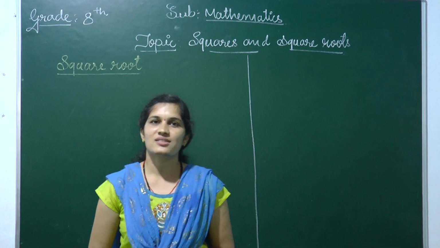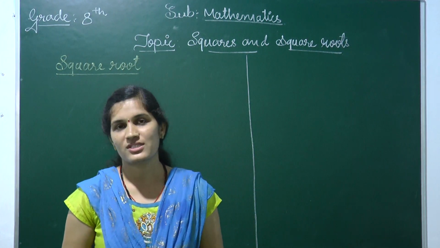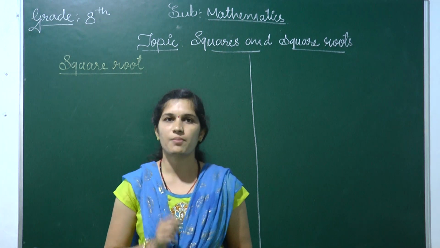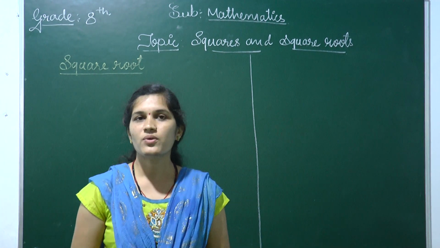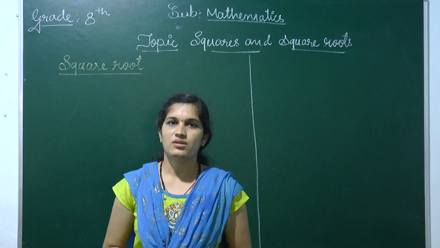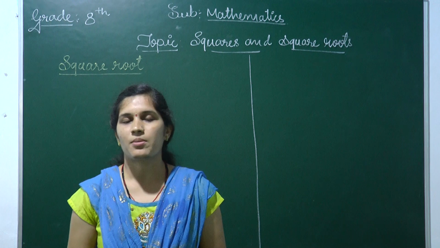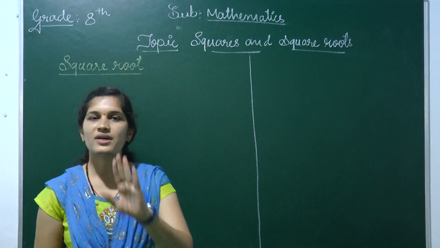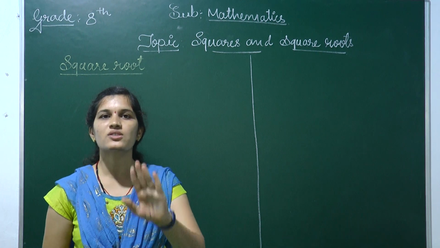In the previous class, we discussed what a square is and how to find the square of a given number. Now, in this class, I will talk about square roots. We will learn how to find the square root of a given number. First, let me say what a square root is.